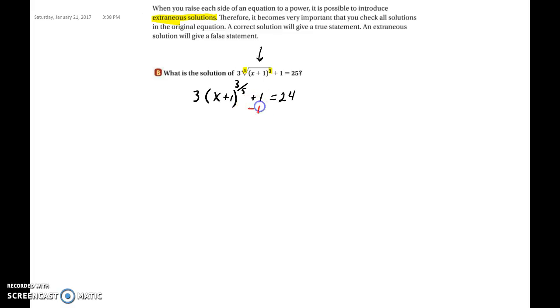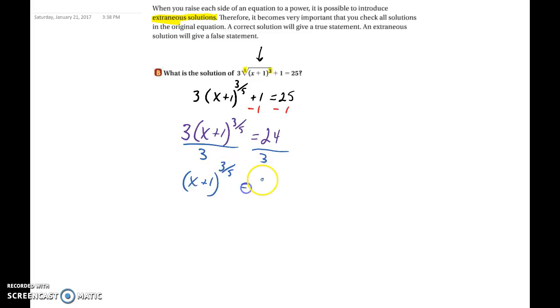And then same thing, you want to isolate it like we've done before. So we will subtract 1 from each side. Then we will get 3 times (x plus 1) to the 3/5 power is equal to 24. Then we will divide each side by 3. And then we'll get (x plus 1) raised to the 3/5 power is equal to 8.